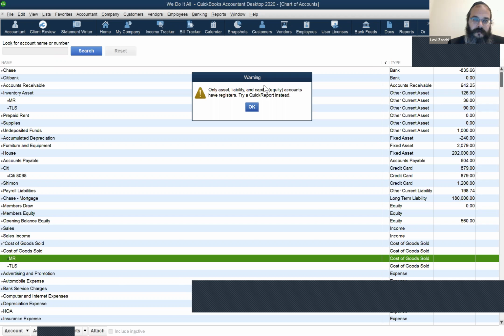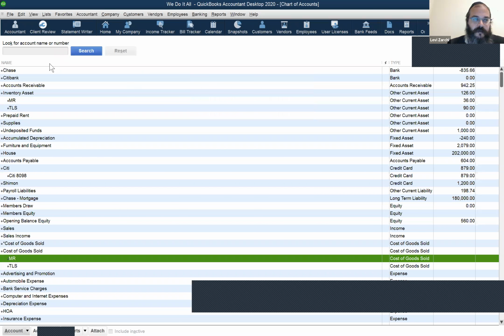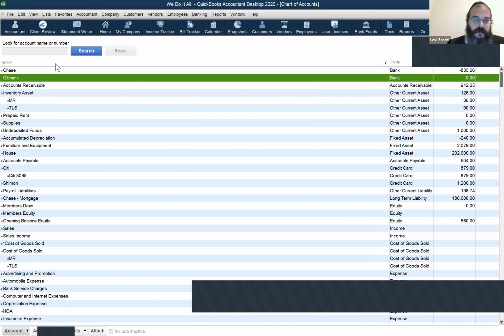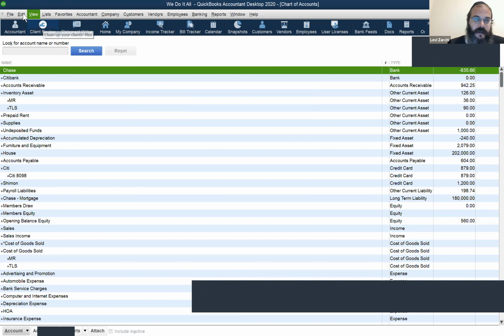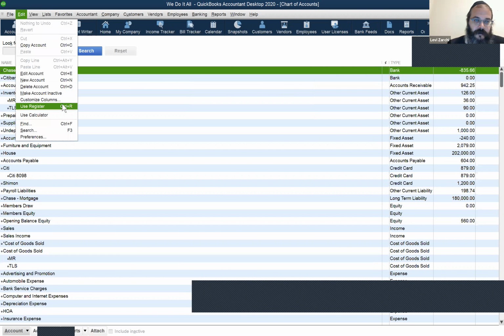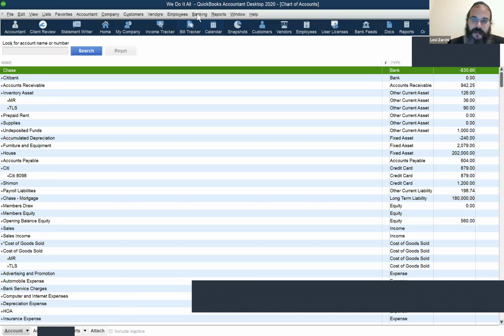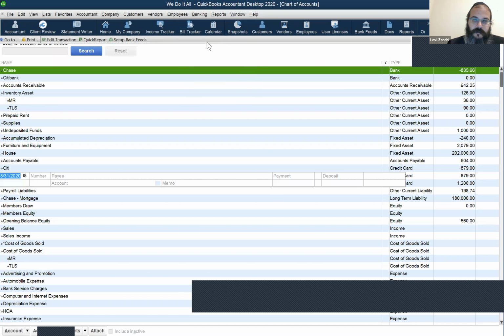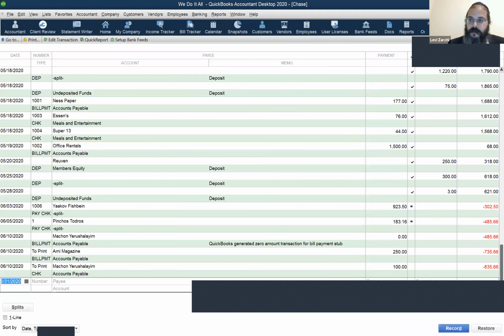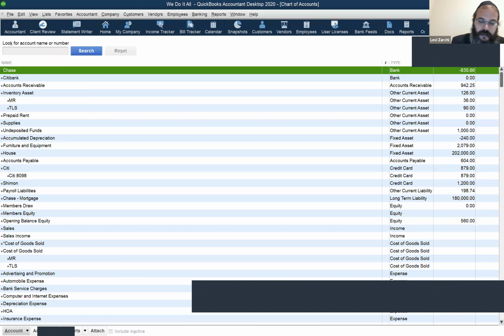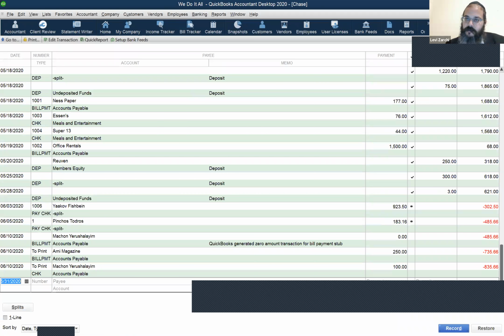And everything else is temporary accounts, so they don't keep a register. Just an expense and it comes and it goes. I'll click on Chase and I say edit and use register or Control R. And that will bring me to the bank. So another way to get to the bank is not just by going to banking and use register, right? It's by going Control A, Control R gets me there. That's a quicker way of going there.